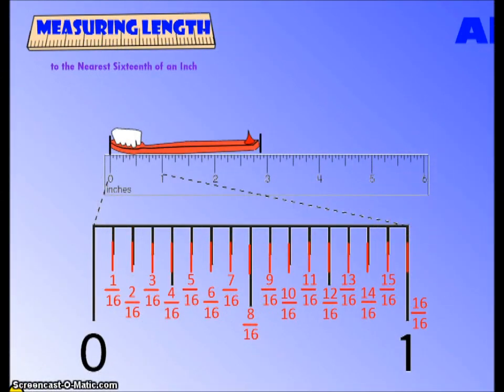Let's do a practice problem together. Find the length of the toothbrush. I'll pause a moment for you to find the answer first. We see that the toothbrush is greater than 2 inches. There's 1 inch, there's 2, and now we need to count the spaces 1, 2, 3, 4, 5, 6, 7, 8, 9, 10, 11, 12, 13, 14.